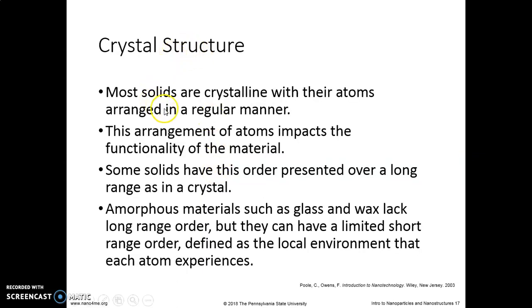Crystal structure. Most solids are crystalline, with their atoms arranged in a regular manner. The arrangement of the atoms impacts the functionality of the material. That is a very, very important point, because the atom arrangement gives the proper crystalline structure. Some solids have their order present over a long range of the crystal. Amorphous materials, for example glass and wax, lack long range order, but they can have a limited short range order, defined as the local environment that each atom experiences.